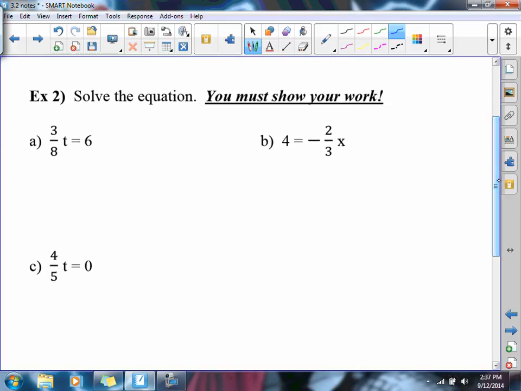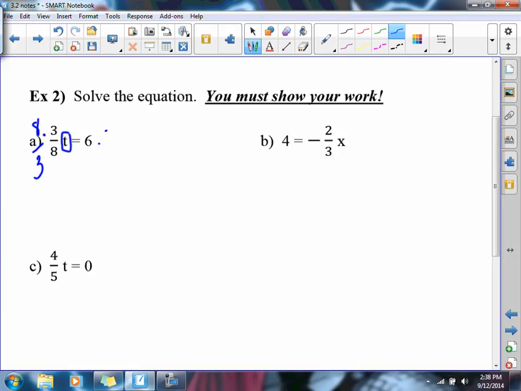So in example 2, we have 3 parts, A, B, and C. In part A, we have 3/8 times t equals 6. So again, if I want to box in the t so I know where my variable is that I need to isolate, that's fine. Now, t is being multiplied by 3/8. So the opposite of multiplication is division, but I'd have to divide by 3/8, and I don't want to divide by that fraction.